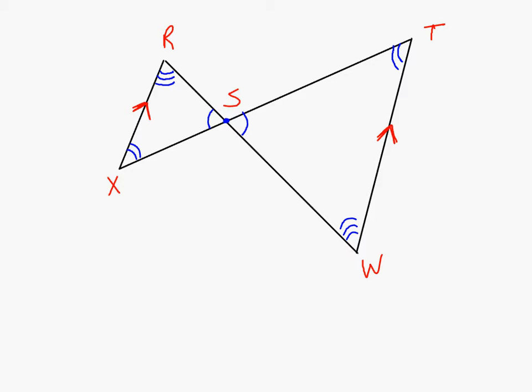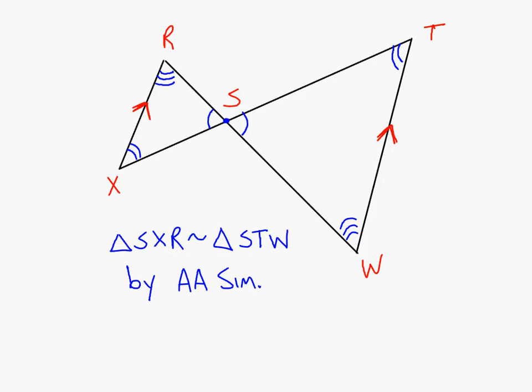So your similarity statement would be triangle, again, call the one on the left whatever you want, SXR is similar to triangle. What does the order of the triangle on the right have to be now? It's got to start with S, doesn't it? What's got to be the second letter? T, good. STW. Okay, so there's your similarity statement. Your reasoning is by angle-angle similarity. Okay? Two angles in one are congruent to two angles in another. Therefore, the triangles are similar.